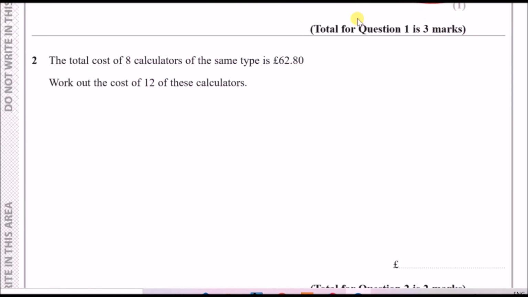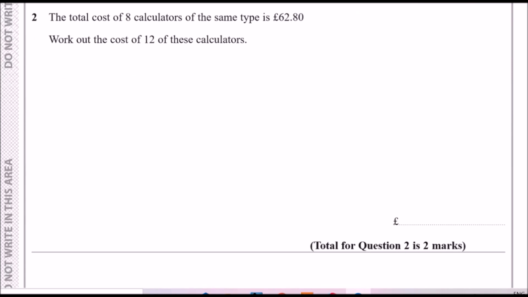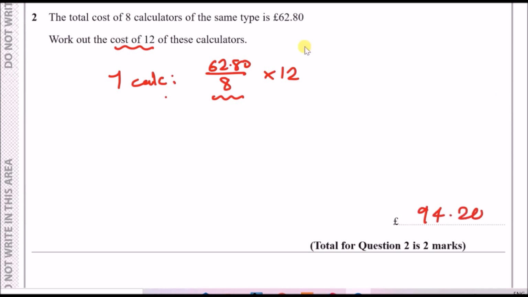Now let's go to number 2. So it says that the total cost of 8 calculators of the same type is £62.80. Work out the cost of 12 of these calculators. Alright, so what I would do personally is find the cost of one calculator. So to find one calculator, we're just going to do £62.80 and divide that by 8. And whatever this gives you, we're going to then multiply it by 12. So do this calculation first, times it by 12, and then you're going to get an answer of £94.20. And that's it. That's simply all you got to do.